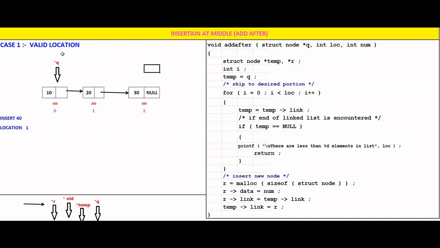So the first case is for valid location. Let us insert a new node between 20 and 30. So if I want to insert a node between 20 and 30, I will pass the location 1. That is, insert a node after location 1. Now we will see how this insertion takes place with the help of the function.